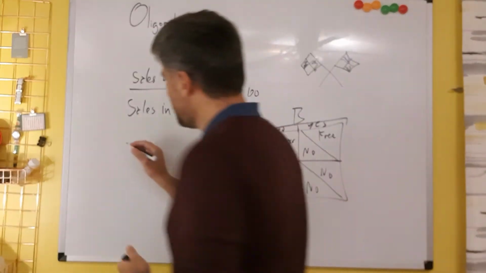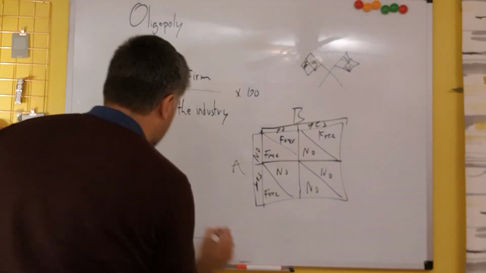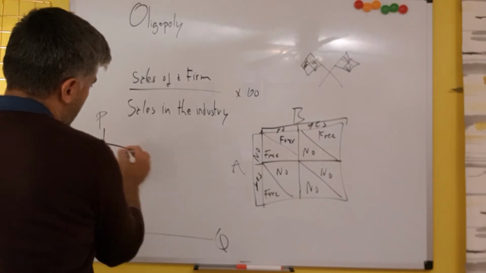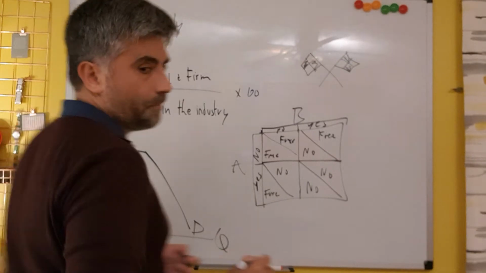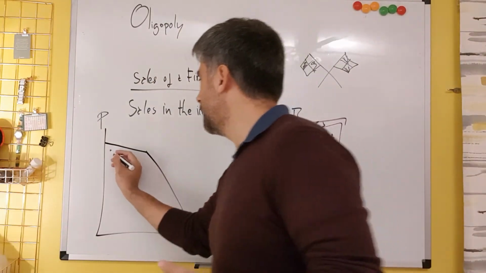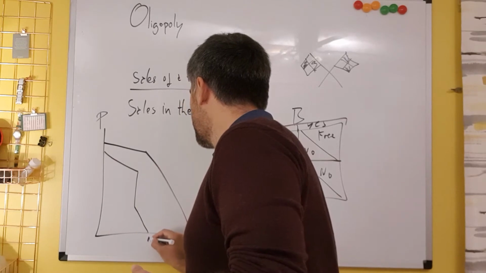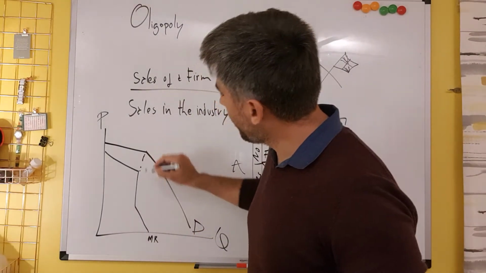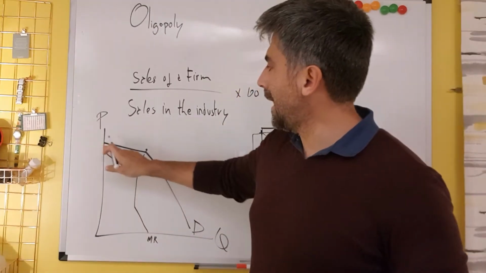So let's have a look. We have our price, we have our quantity, we have our demand curve, like that, and then it goes down like that. Why does it do that? This is our marginal revenue. It does so because the first part is elastic.